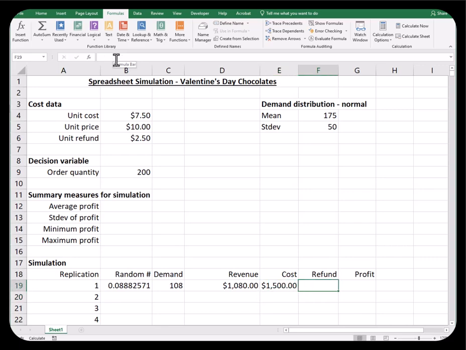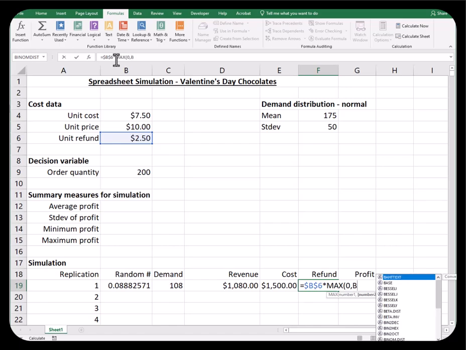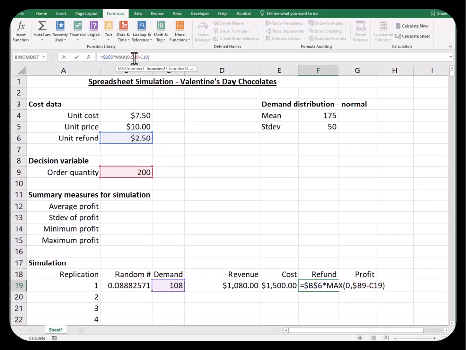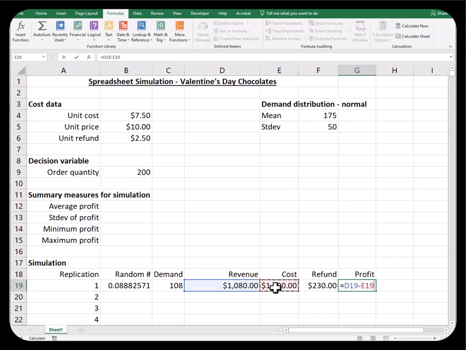Next will be the refund. It also depends on whether the order quantity is larger than the demand. So in this case, we can use a MAX function to ensure that this doesn't go negative. So it'll be B6, which is the unit refund, and then we'll multiply that by the MAX of 0 and the difference between B9 and C19. And now remember, B9, we want to make sure it doesn't change as we copy the formula down, whereas C19, the demand, we do want that to change. So we'll make sure to have an absolute reference on B9, but a relative reference on C19. And now the profit, of course, is revenue minus cost, but in this case, we also have a refund, so we'll add the refund. So D19 minus E19 plus F19.